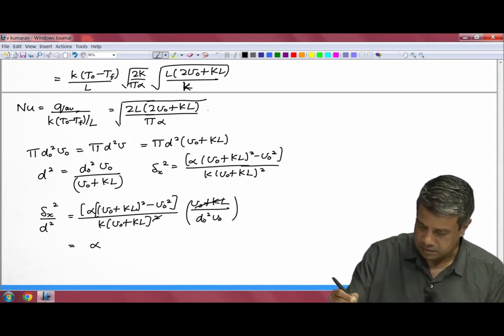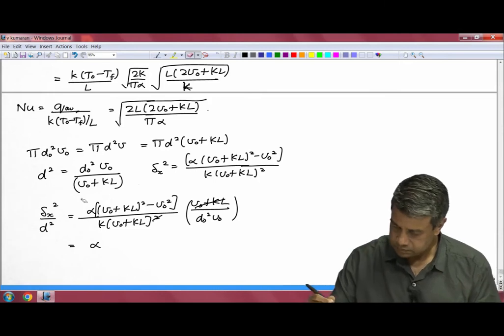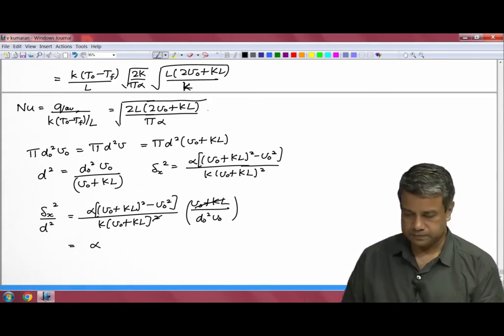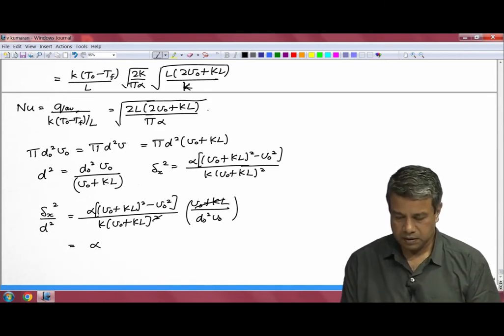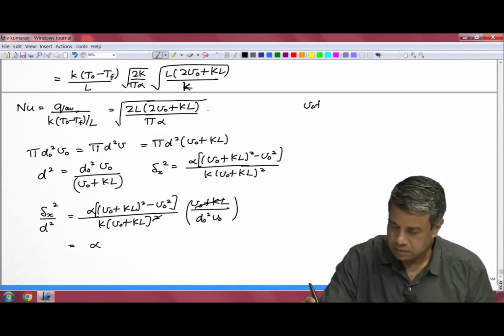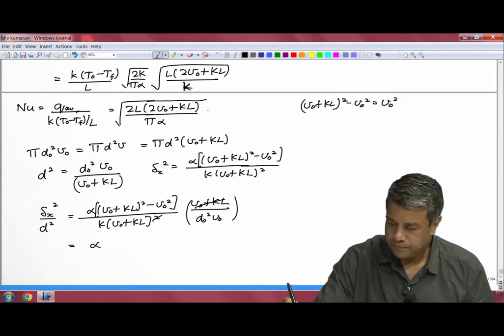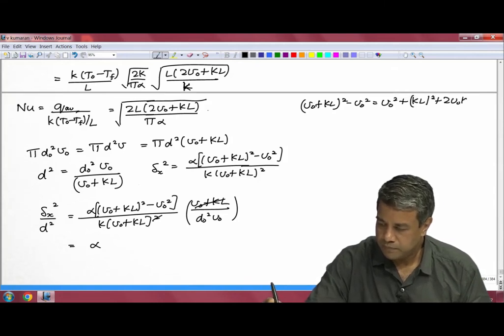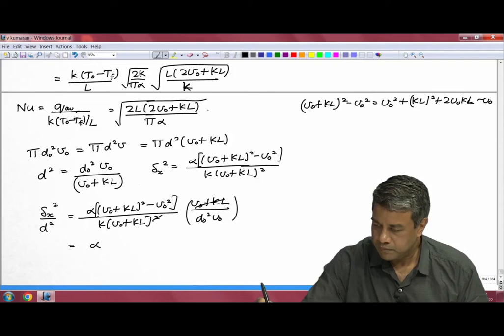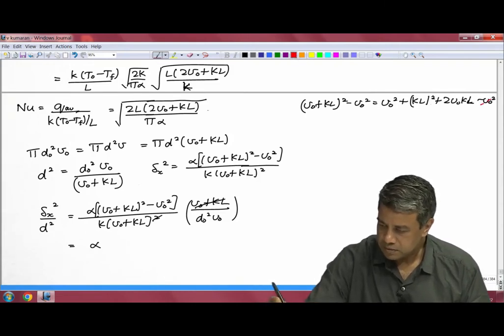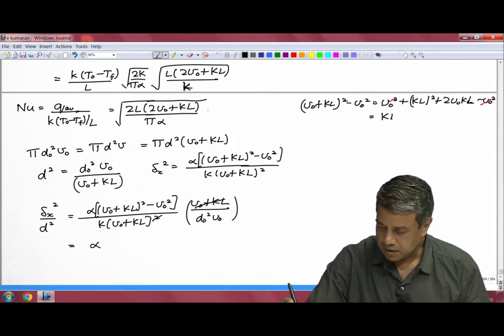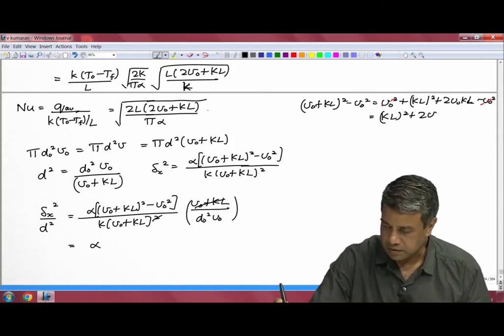There was a mistake in the brackets here. This should be here. And these two terms will cancel out. So, I will get this is equal to K L the whole square plus 2 V naught K L.